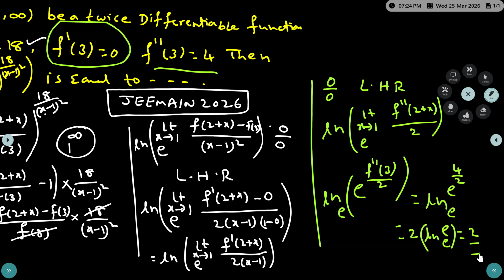If it is a trigonometry format, go with trigonometry substitution, trigonometry simplification. Do it like that. Wherever 0 by 0 comes, that is how you use it. Yes, note it down.